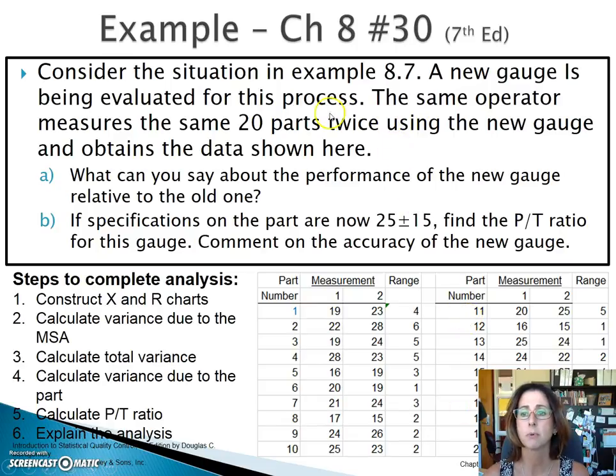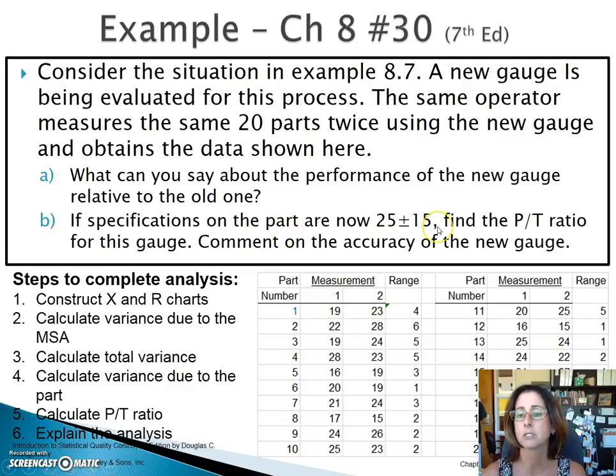And so the same operator is measuring the parts 20 times. So what can we say about the performance of the new gauge relative to the old one? We have a new system that we have measured the same 20 parts and come up with these weights, compared to an old gauge system. So what can we say about the new system?